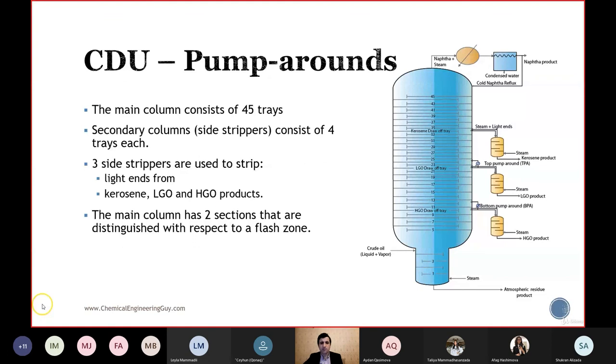Pump around. Thank you for the question, actually. That is where I want to explain it. This is, let's say, the distillation column. So what do we do? We take it, let's say, from the 13th tray. We have this one, we have a heat exchanger, we have a pump.